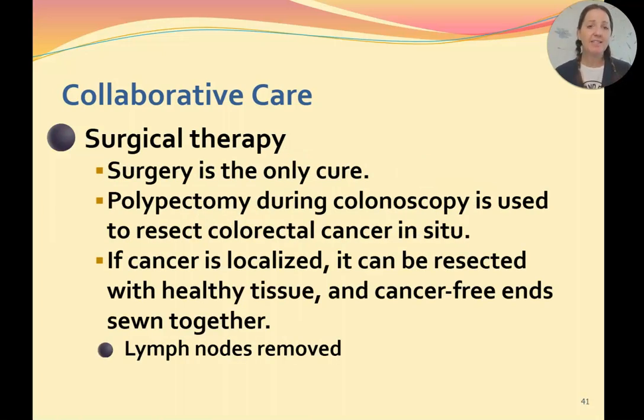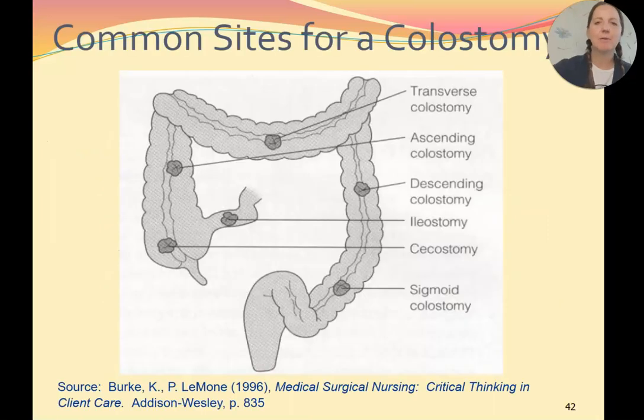Surgical therapy, it's really the only cure. If you cut it out and get it out of the body, great, but then you worry about it growing back. So a polypectomy, you'll go in through colonoscopy and snip those polyps to see if you can keep them from turning into a cancerous cell. They can also go in and resect the colorectal cancer, cut it inside of the body during colonoscopy, and then drag it out. If cancer is localized, it can be resected and the healthy tissue will stay and be sewn back together, and lymph nodes will be removed because that's what we need to do. If it's gotten infected, we've got to pull them out.